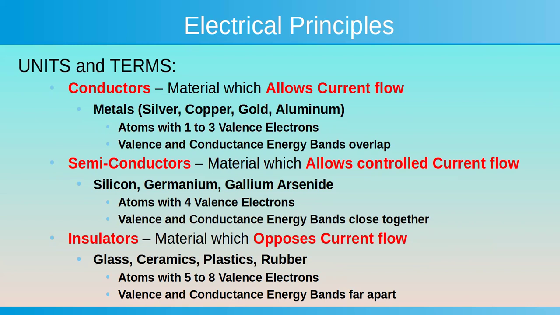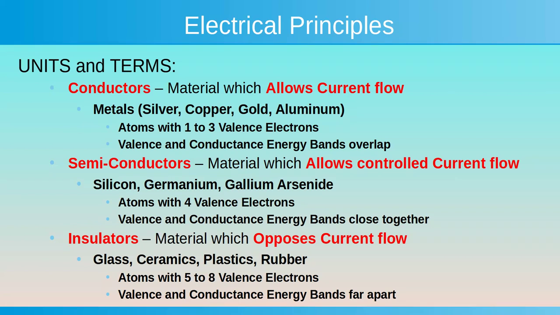We'll talk about conductors, semiconductors, and insulators. Conductors are materials which allow current flow. Usually it's a metal or semi-metal. Silver is actually the best conductor. Copper is second, gold third, aluminum fourth, and then you get iron and things like that, which are conductors, but not as good.